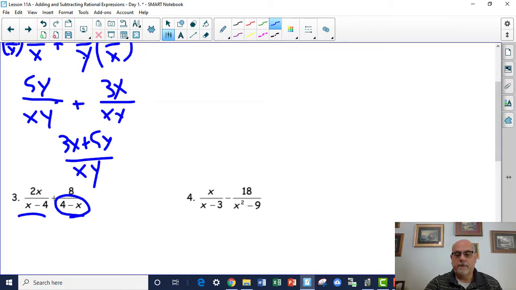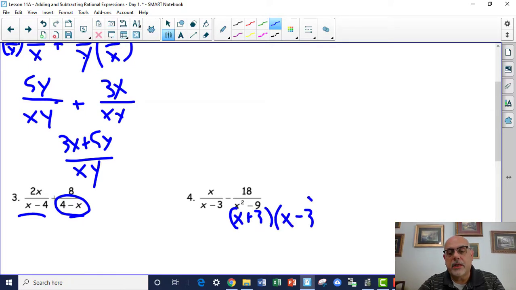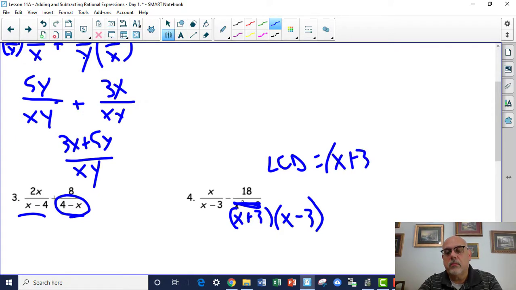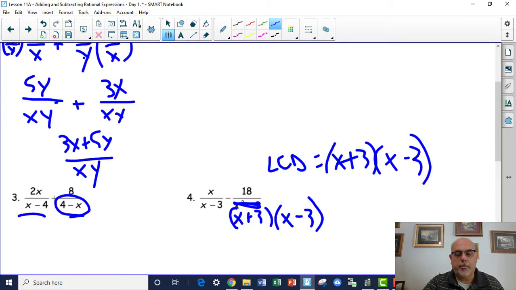Okay? On number 4, I'll give you a hint. X plus 3 and x minus 3. That's really what that denominator is. So now when you look at your LCD, it's x plus 3 and x minus 3. Okay. So you're going to multiply this first fraction by x plus 3 over x plus 3.